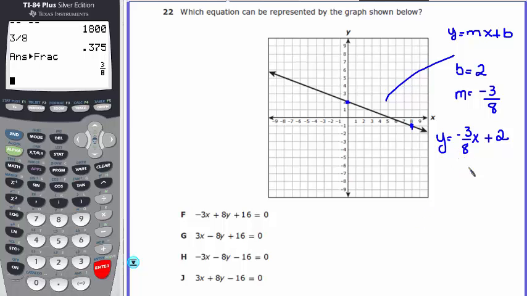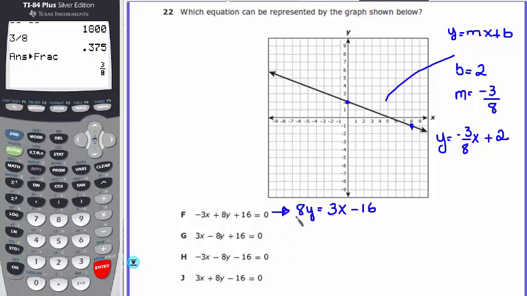Now that we have this information, we're going to look at the multiple choices, looking for which one of these equations represents this line. None of these equations has the y alone, so the first order of business is to get the y alone on each multiple choice so we can compare with the equation we got from the graph. Here, I move the 3x and the 16 to the other side. The 8y stays on the left side, but the 3x goes to the right side, becoming positive 3x, and the 16 becomes negative 16.